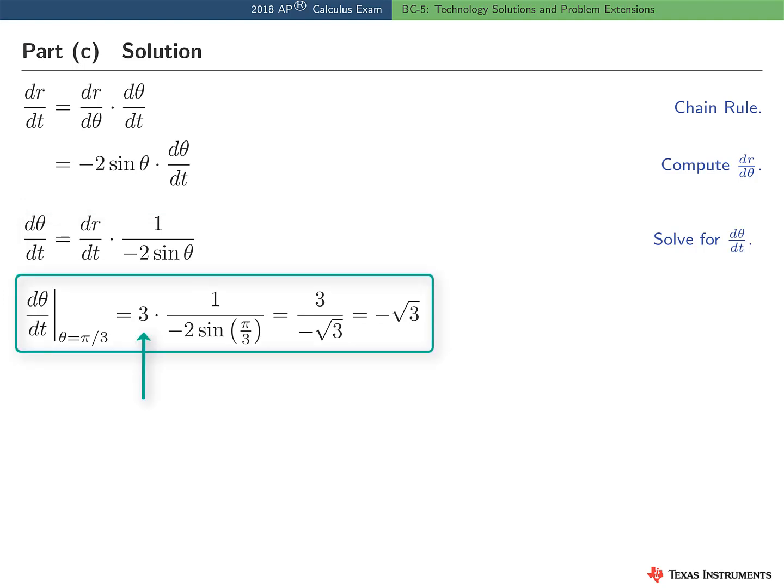The particle moves in such a way that the distance between the particle and the origin increases at a constant rate of 3 units per second. So that means that dr/dt is equal to 3. And we want d theta/dt at the instant theta equals pi over 3. The final answer here is minus the square root of 3.